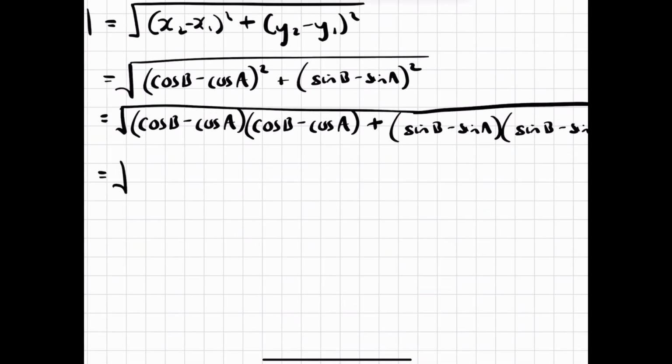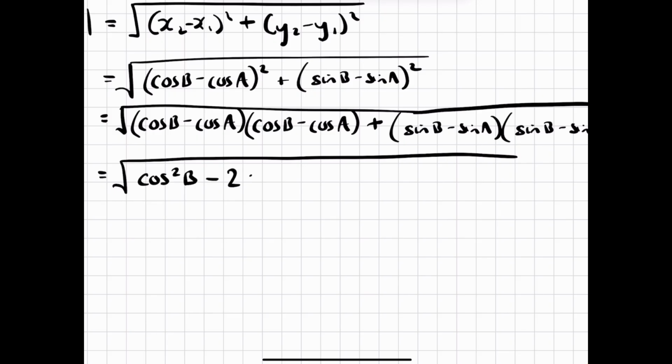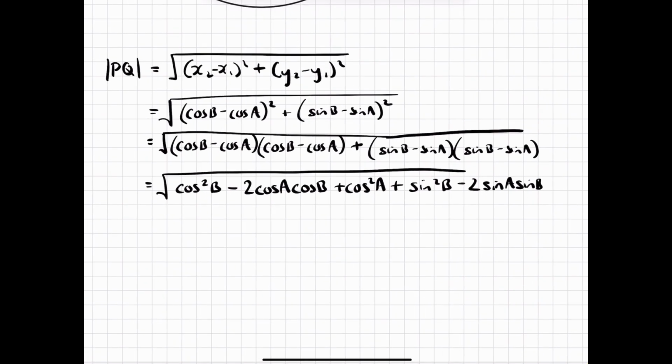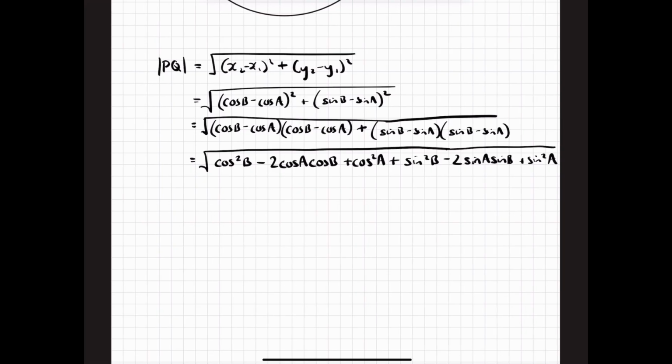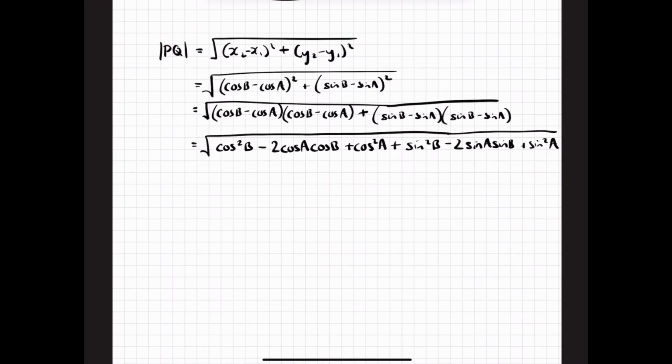This guy simplifies down to be cos squared B minus 2 cos A cos B plus cos squared A, plus sine B by sine B is sine squared B minus 2 sine A sine B. Take your time and don't start mixing up your cos and sines, plus sine squared A. Okay, we're getting kind of neater here, but it is still looking a bit upsetting.